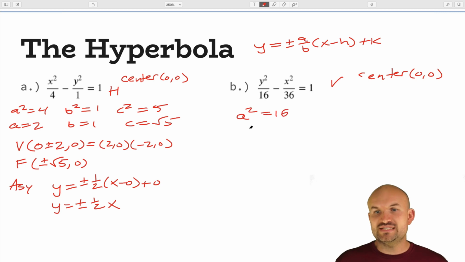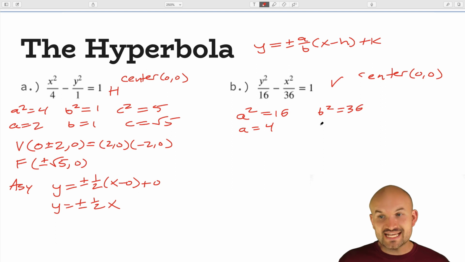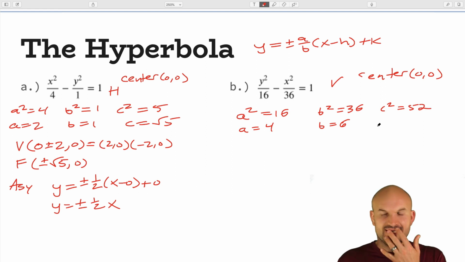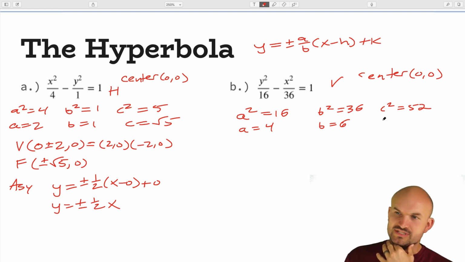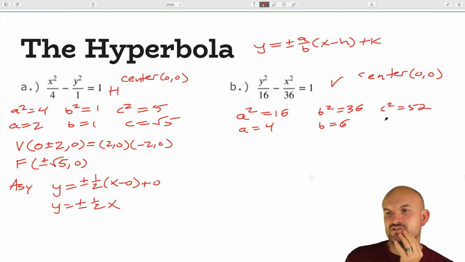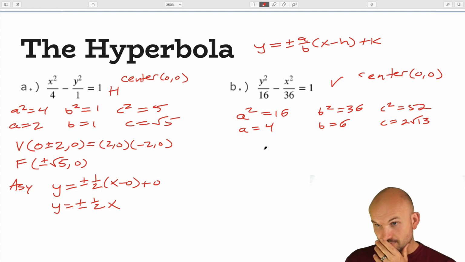So a squared is going to be 16. That means a is going to be 4. b squared is going to be 36. That means b is going to be equal to 6. And then our c squared, remember, it's a squared plus b squared. So that's going to be 52. And therefore you could simplify that. 52 is 4 times 13, so c equals 2 square root of 13. All right, very good.